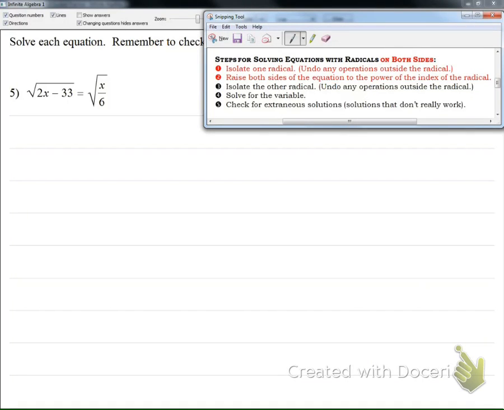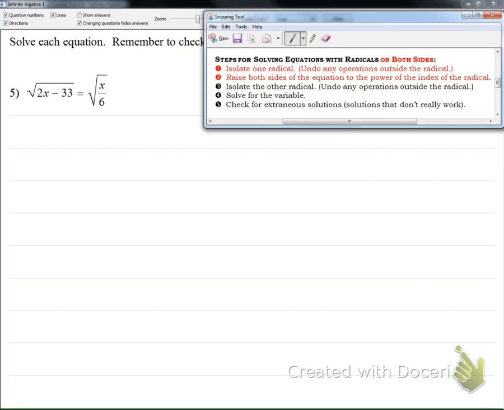Okay, we're looking at problem number 5 on the same 4.4 guided practice. The difference between problem number 5 and your previous questions is you'll notice that there are two radicals in the equation, one on each side. The steps for solving an equation with radicals on both sides really don't differ much from the previous ones, other than you will need to isolate one of the radicals, get it all by itself.